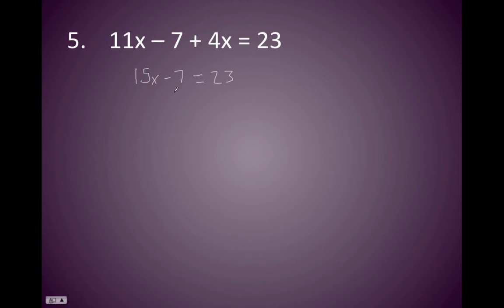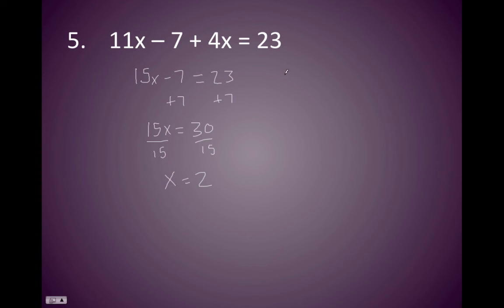Now we can just go ahead and get rid of this negative 7. Get rid of the additions and subtractions. The inverse operation is obviously positive 7. So we have 15x equals 30. Last step, 15 times x, the inverse operation is division. Divide by 15. And that's x equals 2.